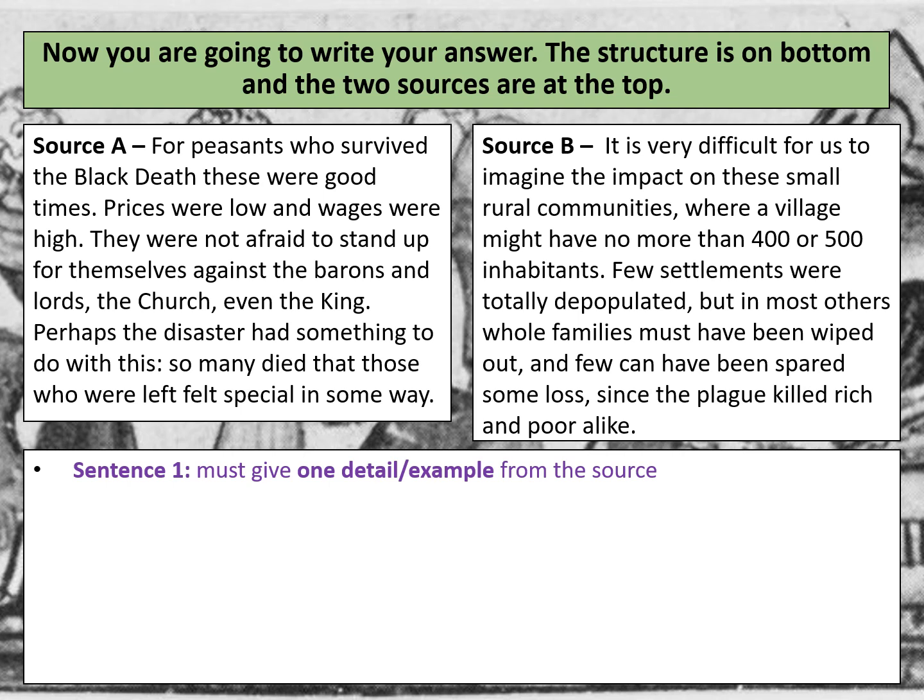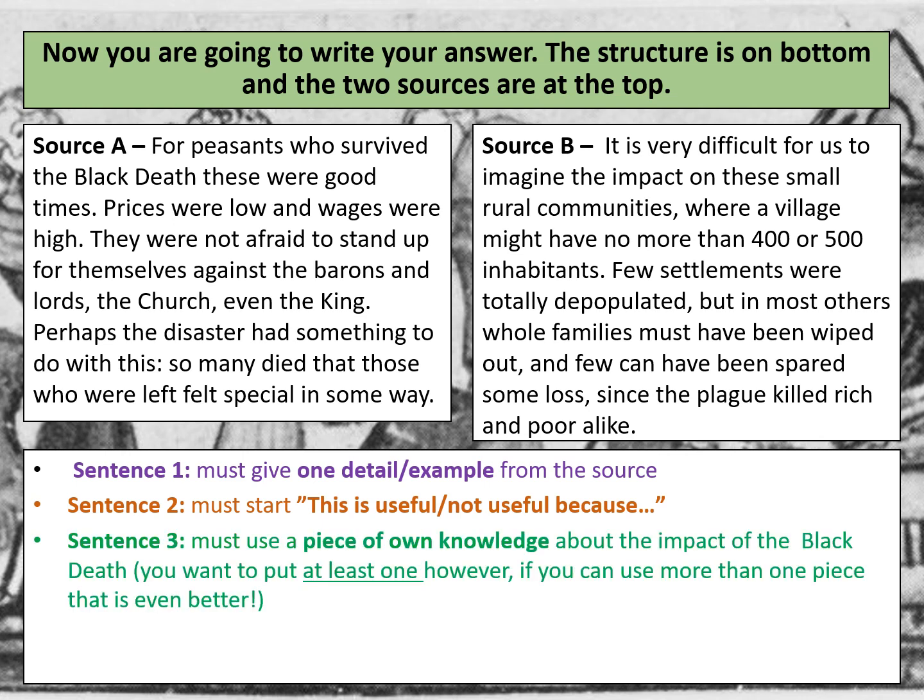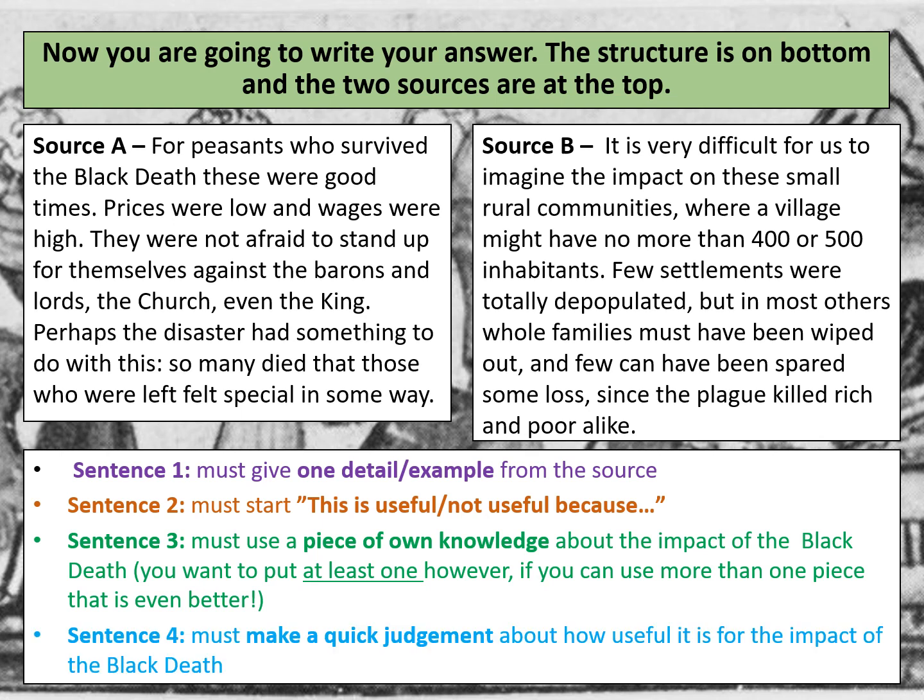Remember, sentence 1 must give one detail and example from the source. Sentence 2 must start with "this is useful / not useful because". Sentence 3 must use a piece of own knowledge about the impact of the Black Death. Remember, you can add more than one if you want to. And sentence 4 must make a quick judgment about how useful it is for the impact of the Black Death. Keep this on your screen so that you can have the two sources in front of you and the structure of how to write the paragraphs at the bottom.